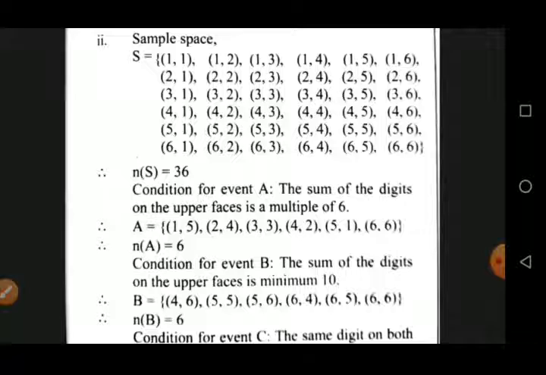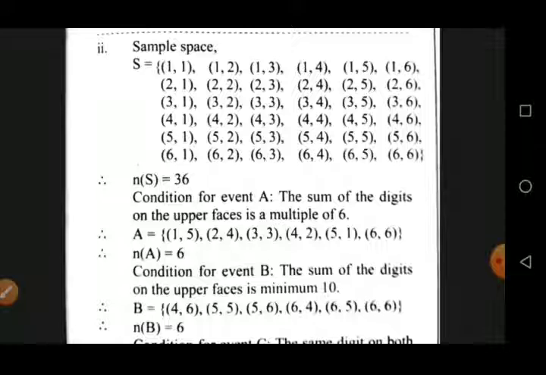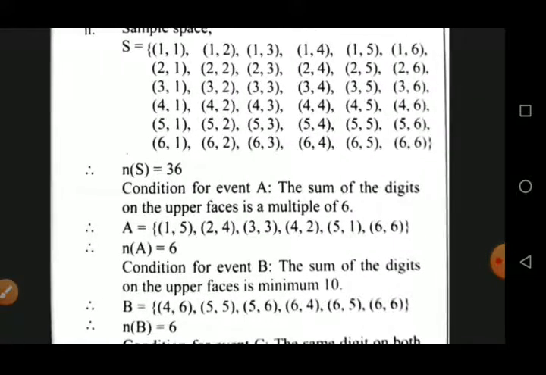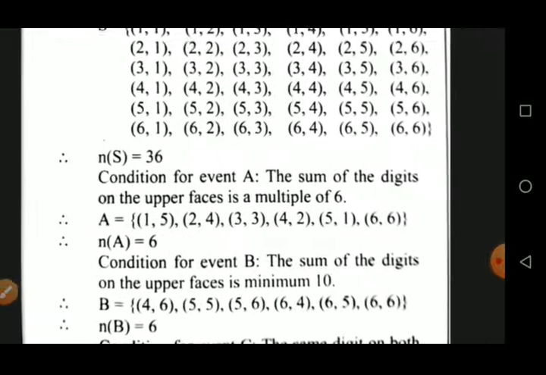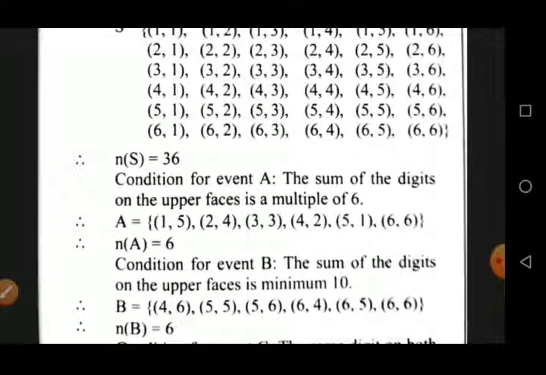Condition for event A, the sum of the digits on the upper faces is a multiple of 6. There are 36 sample points in the sample space. And out of these, we have to select those in which the sum of the digits on the upper faces is a multiple of 6. Now, according to the condition, which are the favorable outcomes, that means sample points that come in this event A.